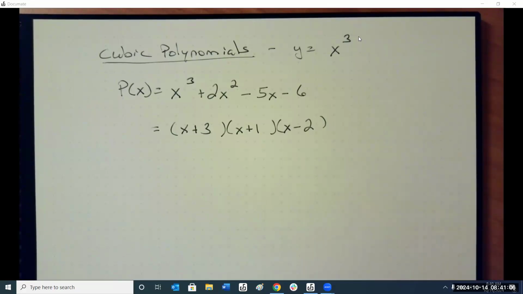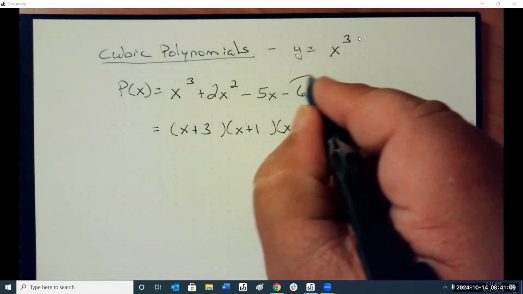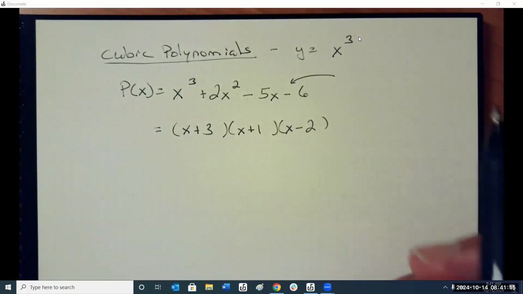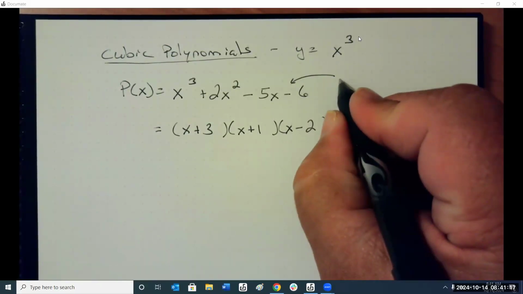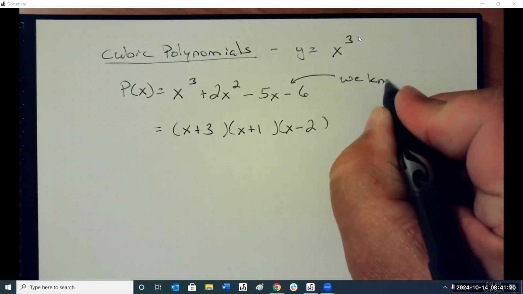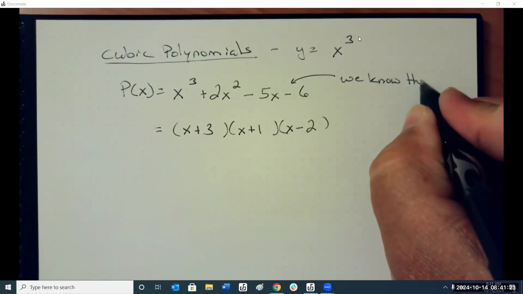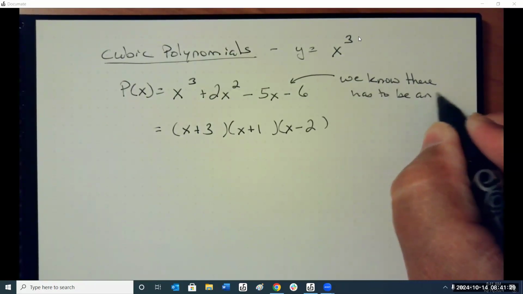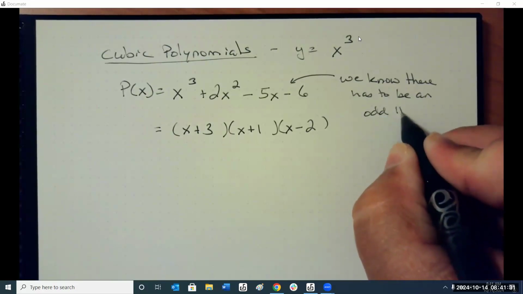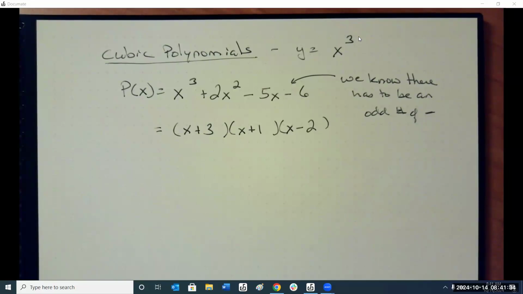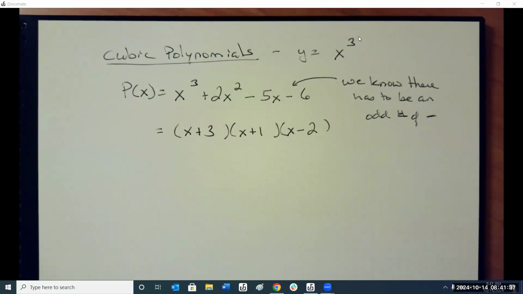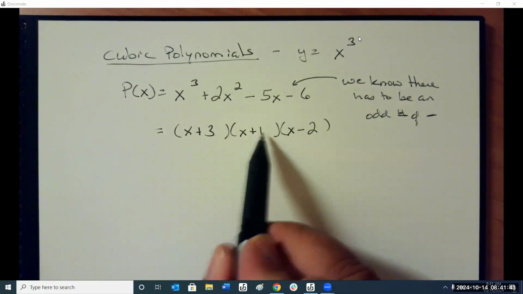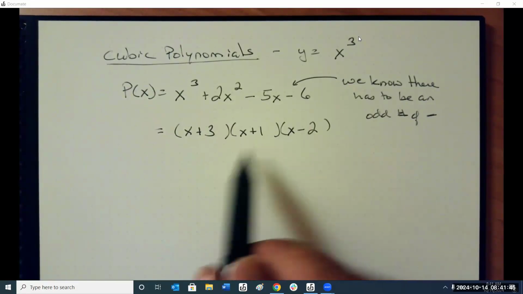Okay, another side note here, because the last term is a negative, and there are positives and negatives inside the function, we know there has to be an odd number of negatives. Because if we had an even number of negatives, then it'd be positive times negative, which would give us a negative number. Negative times negative will give us a positive number.